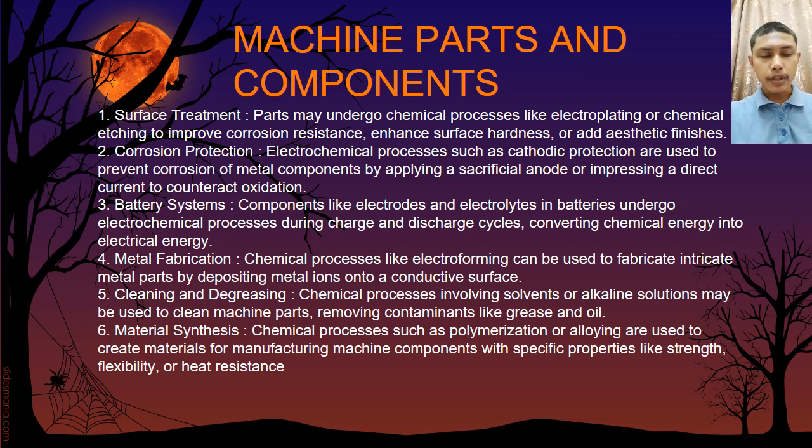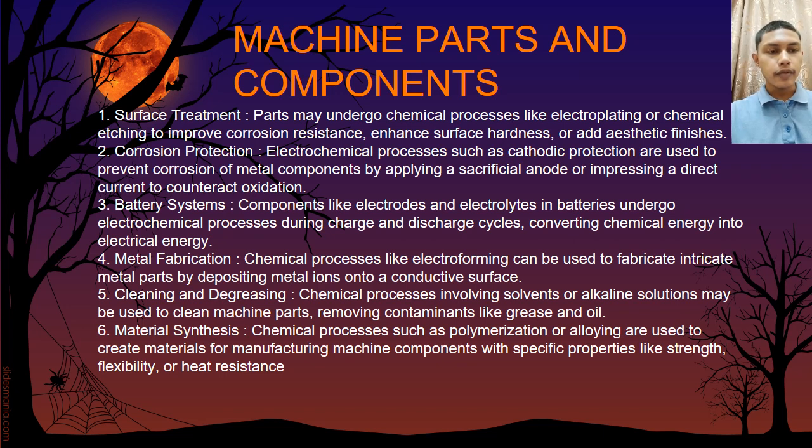3. Battery systems. Components like electrodes and electrolytes in batteries undergo electrochemical processes during charge and discharge cycles, converting chemical energy into electrical energy. 4. Metal fabrication. Chemical processes like electroforming can be used to fabricate intricate metal parts by depositing metal ions onto a conductive surface. 5. Cleaning and degreasing.